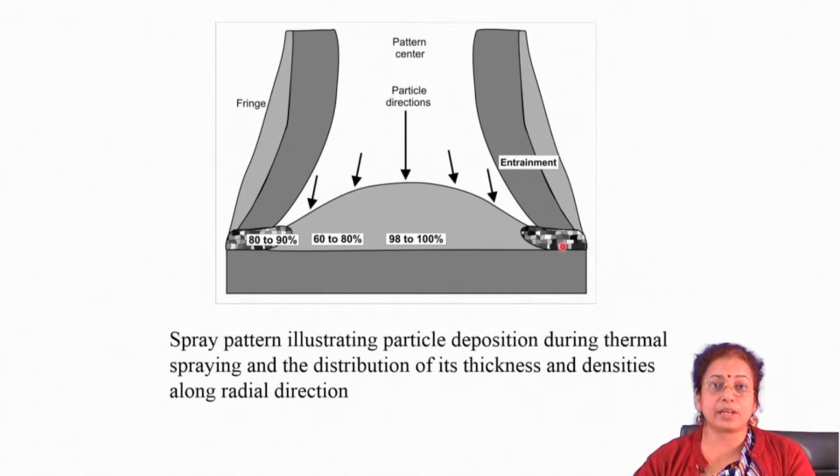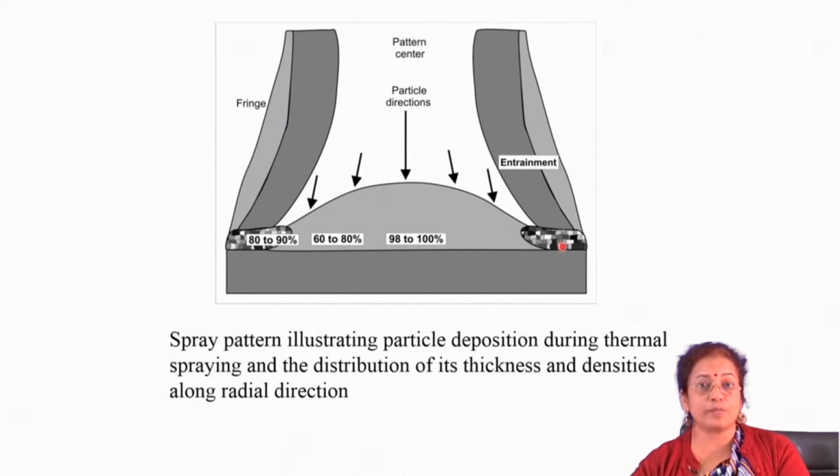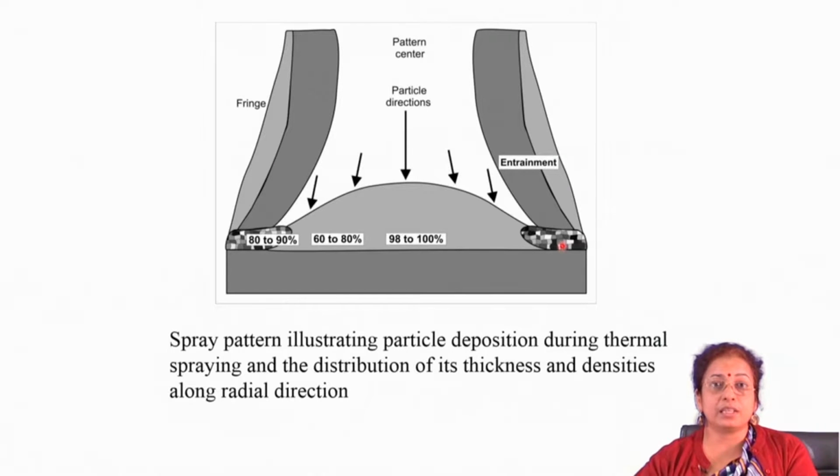So, you should have overlapping of two tracks, so that you get uniform thickness all throughout the substrate. It is very important that you have several tracks in the coating, and in between two tracks there has to be a little bit of overlapping, so that you get a dense coating with uniform thickness.